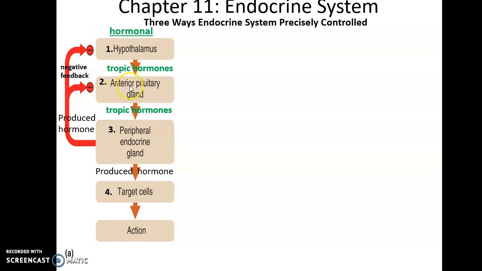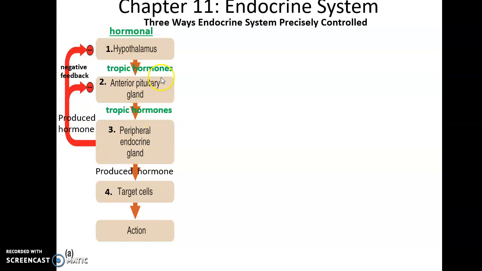Then the anterior pituitary gland will release its tropic hormones that go to the target endocrine gland or structure, causing that peripheral gland to release its hormones that go to the target cells and then lead to the desired effect. So again, we have a cascade of hormones, the hypothalamus releasing tropic hormones that control the anterior pituitary gland, causing the anterior pituitary gland to release tropic hormones that affect some other endocrine structure, causing it to produce its hormone, which goes to the target cell and causes the effect.